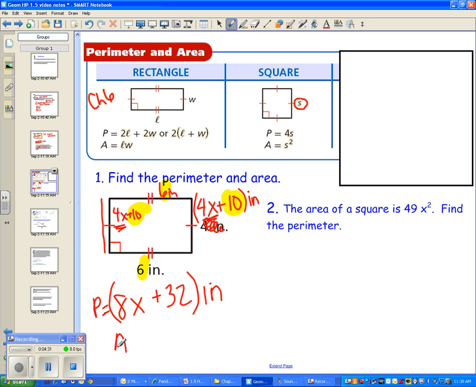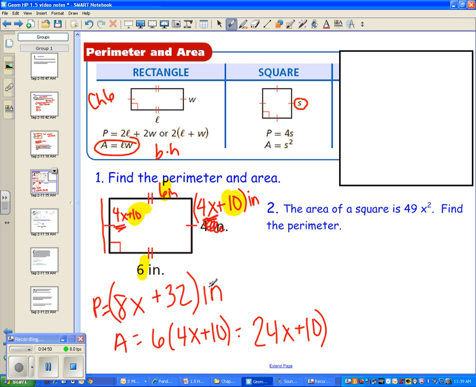For area, you're just going to be multiplying. Here's the formula. Area is just length times width. I like to call it base times height. So get used to using base times height for me, please. Okay, so area, we're just going to multiply these two sides. So we have 6 times that 4x plus 10. And then you distribute. So your answer is going to be 24x plus 60. We know we're talking about inches, so it's going to be inches squared.